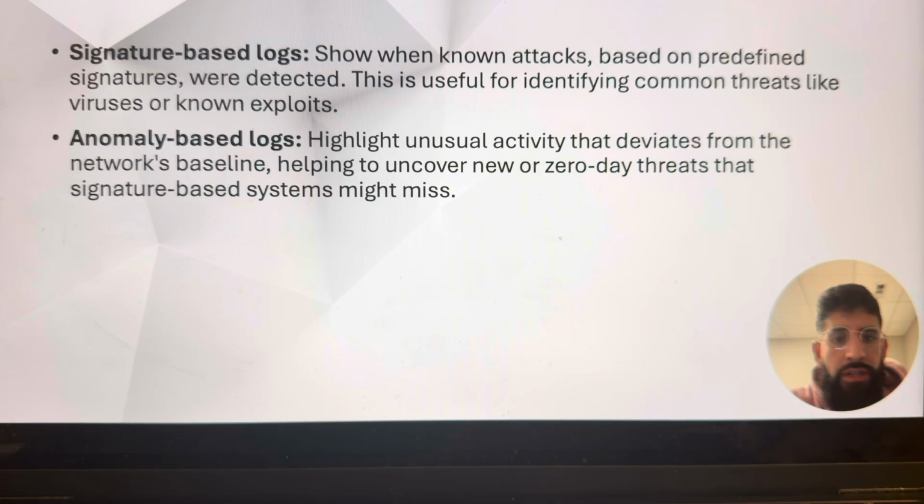Analyzing both known and unknown threats, they essentially have two base logs. The first one is going to be your signature-based log. Signature-based logs are shown when known attacks based on predefined signatures are detected. This is useful for identifying common threats like viruses or known exploits. The second one will be your anomaly-based logs. They highlight unusual activity that deviates from the network's baseline, helping to uncover new or zero-day threats that signature-based systems might miss.